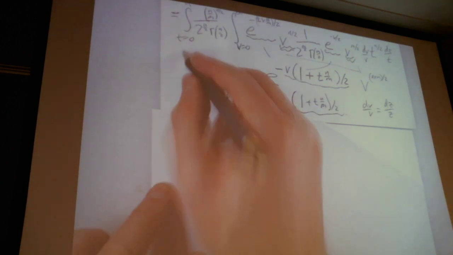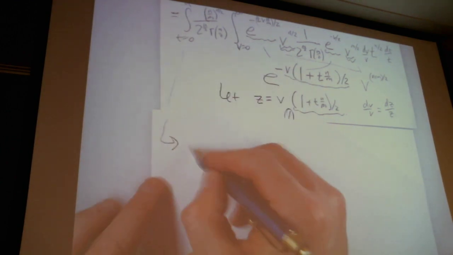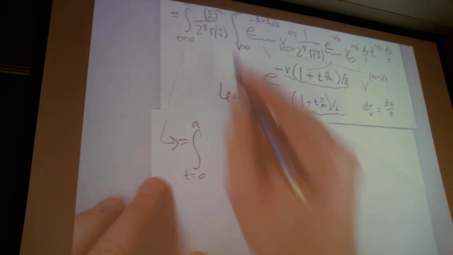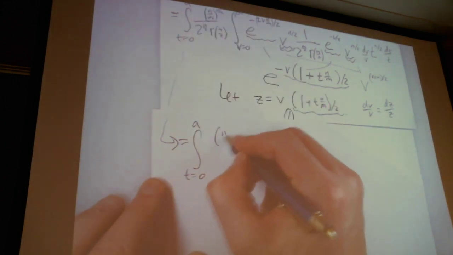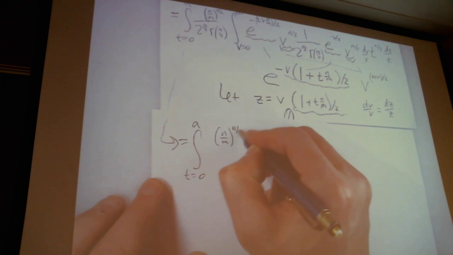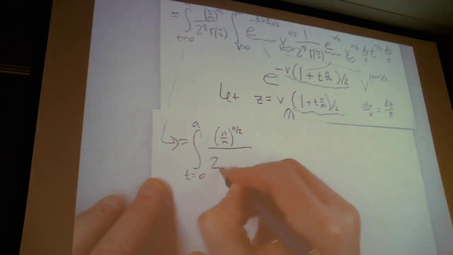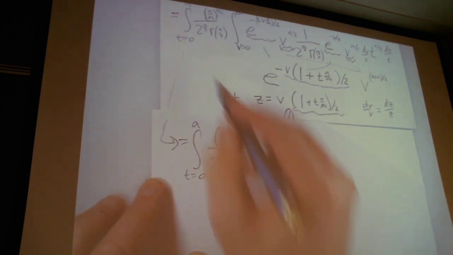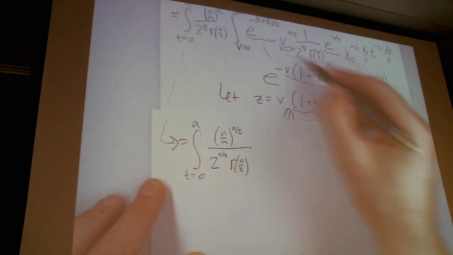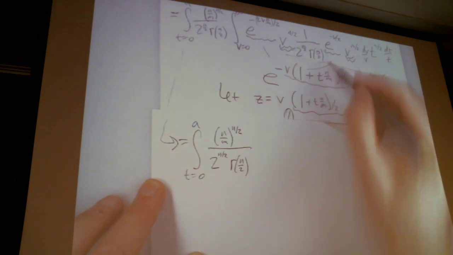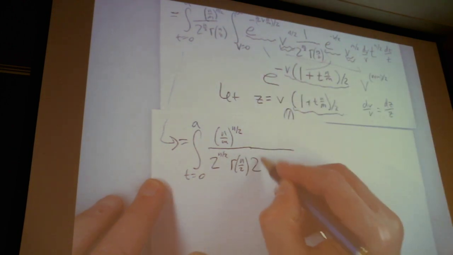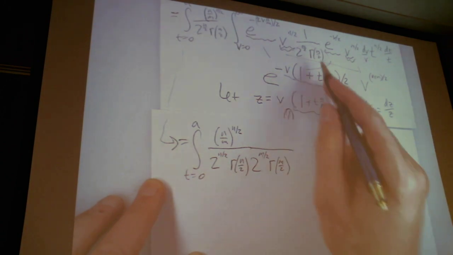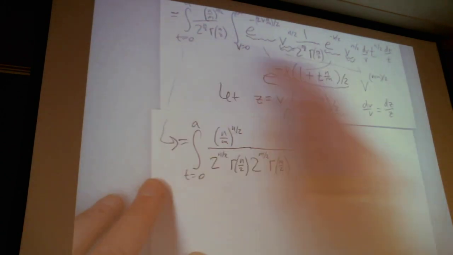So the whole thing becomes an integral as t goes from 0 to a. I got a bunch of constants here. Let's keep track. n over m to the n over 2. There's a 2 to the n over 2. Gamma of n over 2. There's also these 2's and gammas. Let's get those. 2 to the m over 2, gamma of m over 2. So we got those constants. Is that all my constants so far?